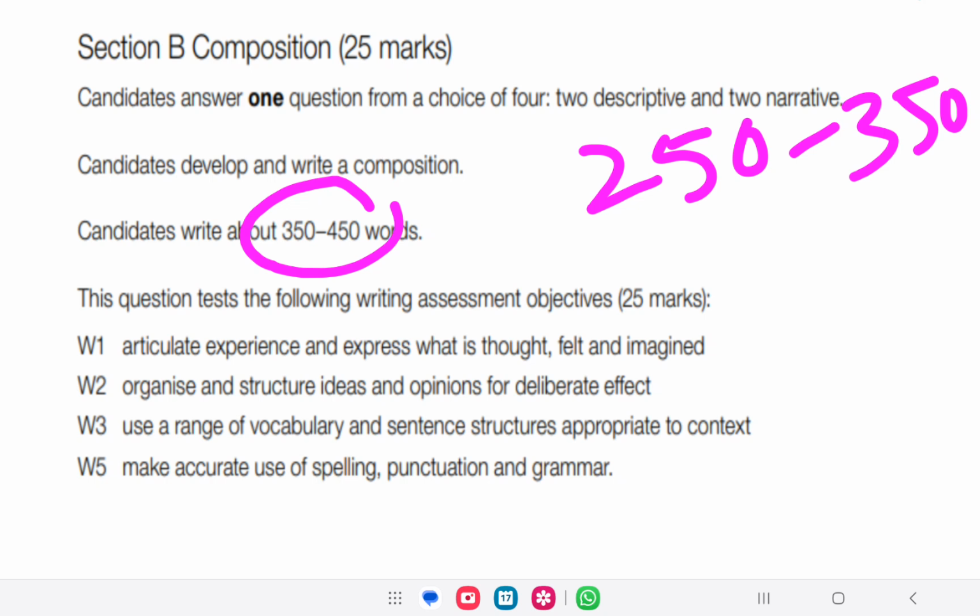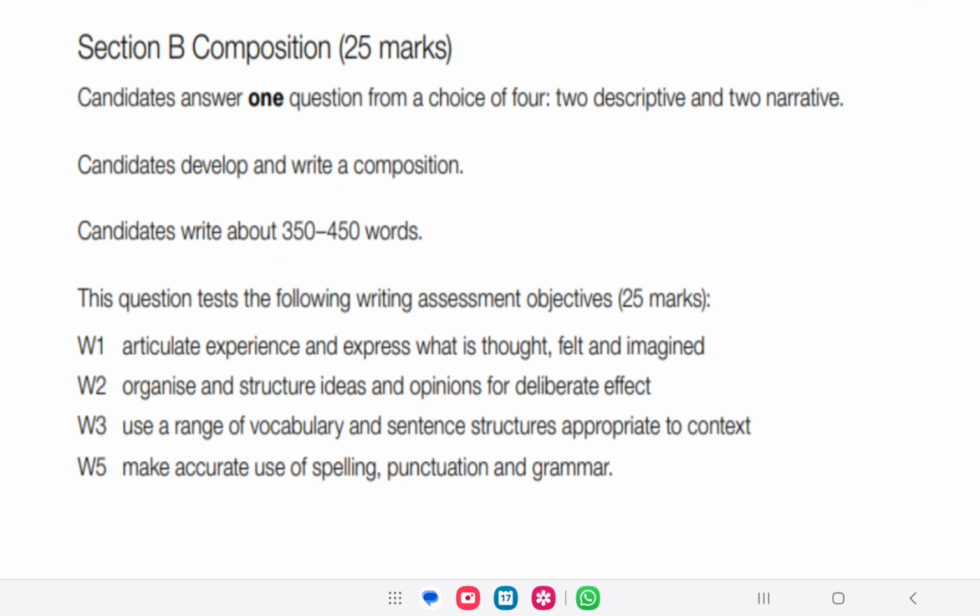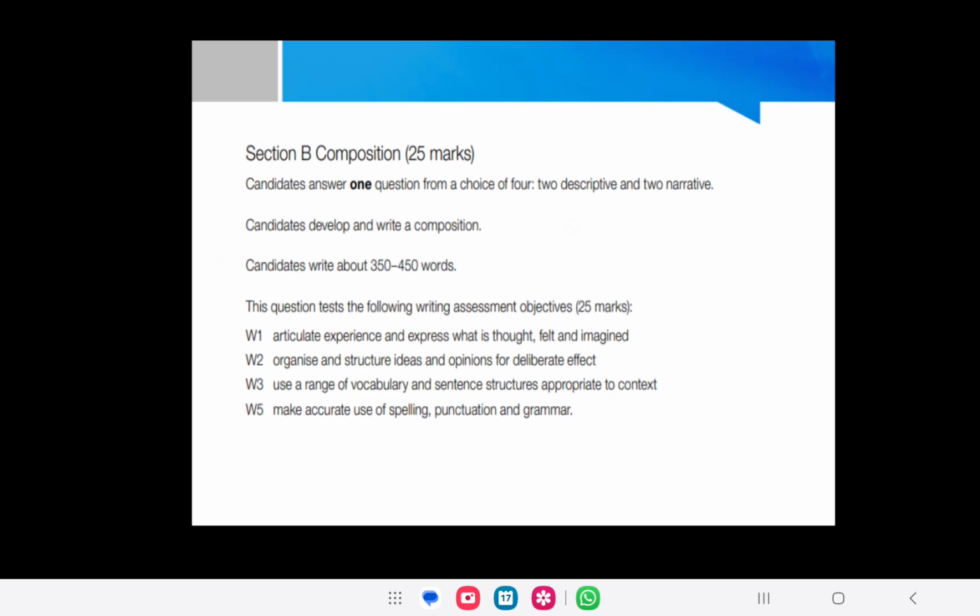This question tests the following writing assessment objectives. Writing 1, articulate experience and express what is thought, felt and imagined. 2, organize and structure ideas and opinions for deliberate effect. 3, use a range of vocabulary and sentence structures appropriate to context. And 5, make accurate use of spelling, punctuation and grammar. Now writing 4 is not given here. Writing 4 is not used in our composition task.